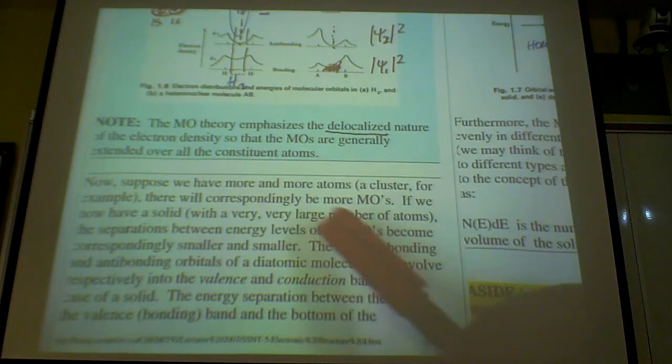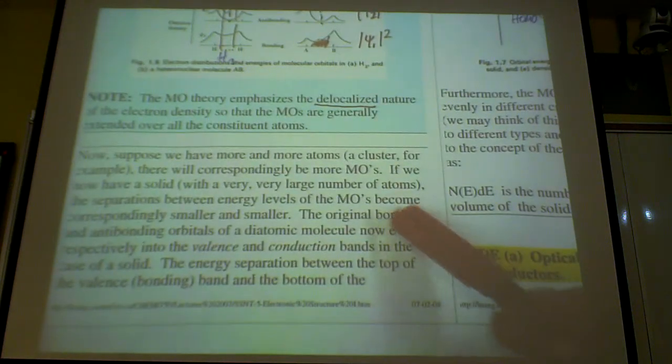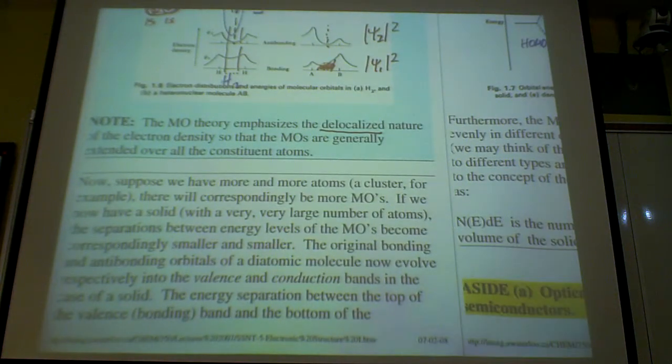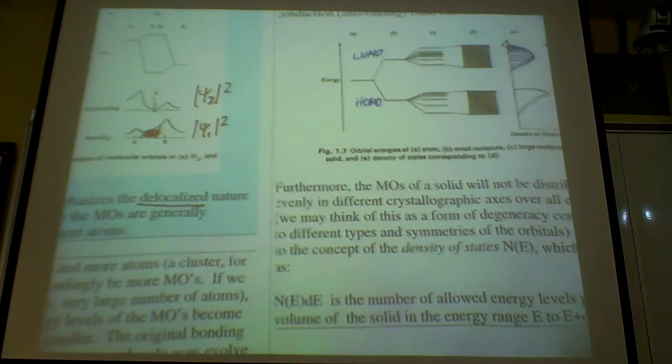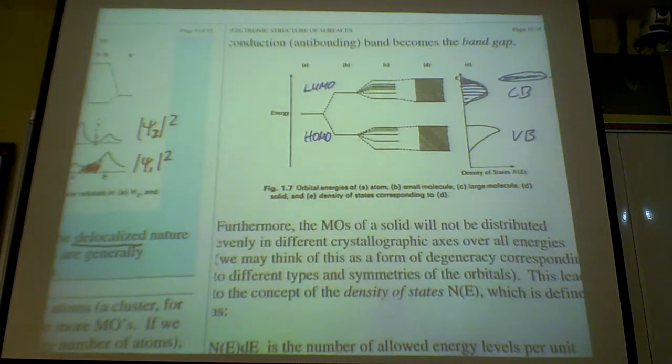And we now have a solid with a very large number of atoms, and the separation between these energy levels becomes smaller and smaller, and the original bonding and anti-bonding orbitals, as in my hydrogen molecule, now evolve into the valence and conduction bands of the solid. Okay, and the separation between them is the energy gap. So here's a rough diagram of how we should think about this.